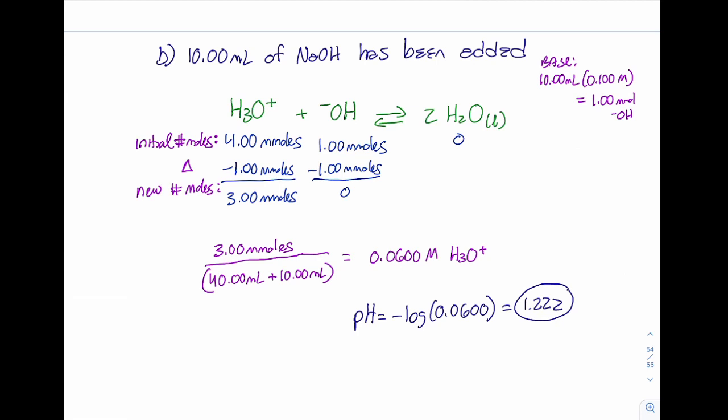So again, the new trick to this that we weren't doing before is we're no longer ignoring the fact that our volume is changing. So we need to plug moles or millimoles into our change table and then turn it into our concentration after by dividing through by the total volume. This is my total volume.